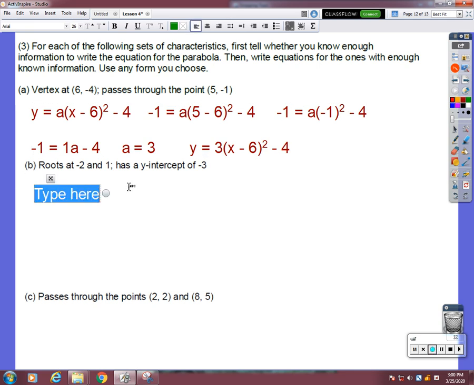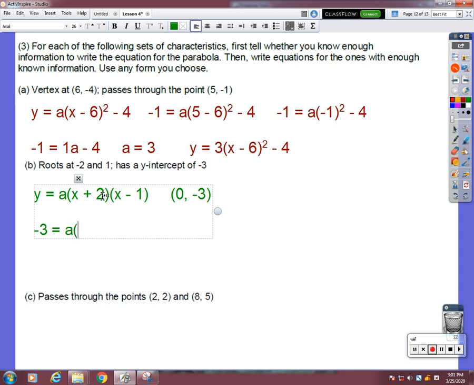Okay, next one has roots at -2 and 1. And roots are a fancy word for where the graph crosses the x-axis. So I'm going to go y equals a times x plus 2. And then I'm going to do times x minus 1. The fact that it has a y-intercept of -3 means that when x is 0, y is -3. So plug those into there.